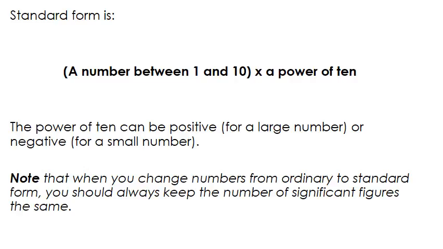So standard form is a number between 1 and 10. It can't be 10 itself. It could be like 9.9. So a number between 1 and 10 times by a power of 10. And that power of 10 can either be positive for a large number or negative for a small number.